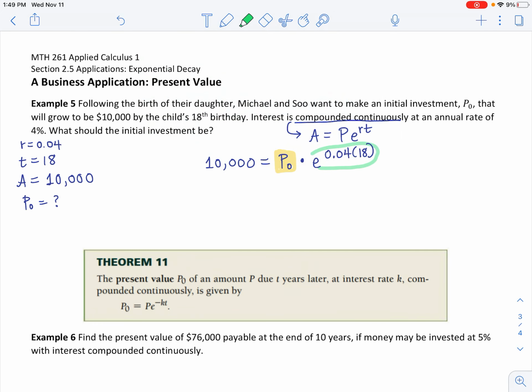Now watch very carefully. This P naught is getting multiplied by this expression. How do you cancel out multiplication? You just have to divide. So super easy: divide both sides by e to the 0.04 times 18th power. And that's what P naught is.